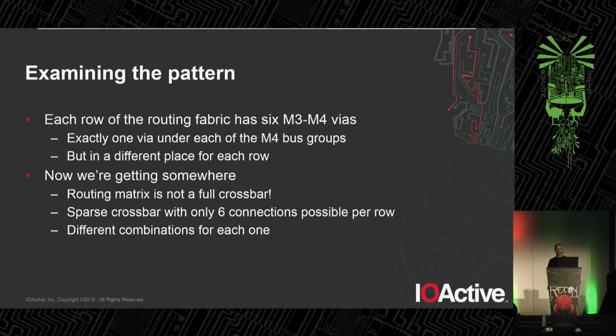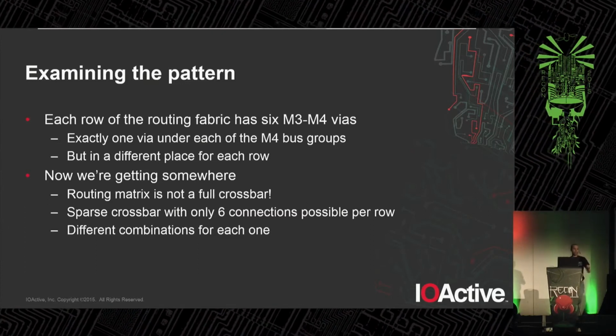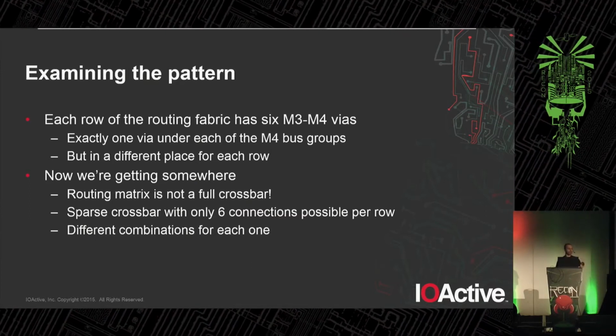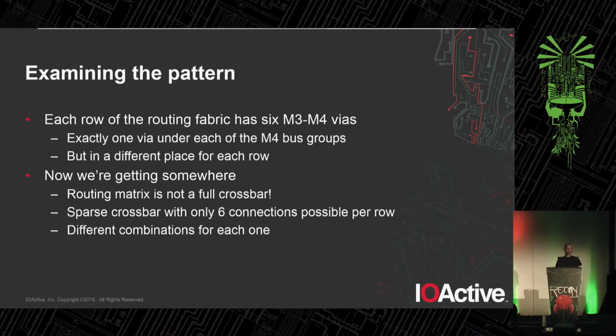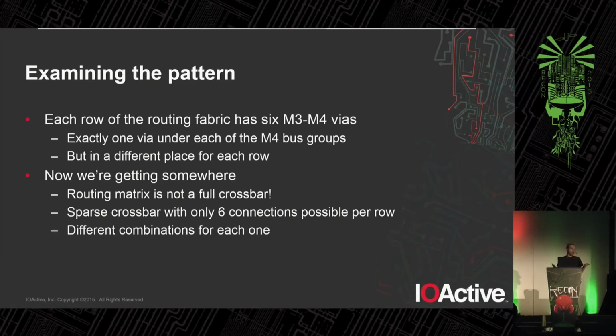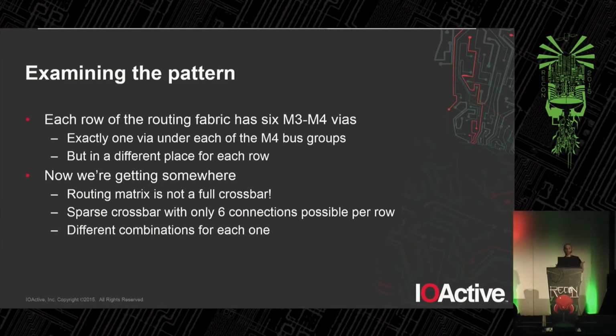It is a sparse crossbar in which, of the 40 rows, each row can only pick 6 of the 65 inputs. But there's a different subset for each one. And the end result is that using all of these subsets, you can select any unique subset of 40 of the 65. But you don't actually need a 40 by 65 crossbar.